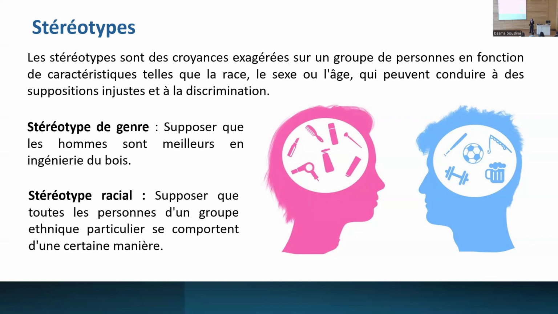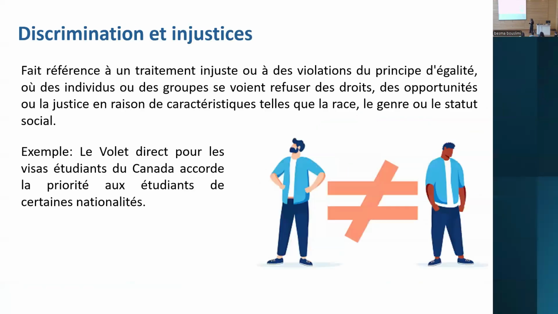Stereotypes are overgeneralized beliefs, and we have different stereotypes. For example, gender stereotypes, such as assuming that women are not good in engineering, or racial stereotypes, where we think a specific group of people behave in the same way.